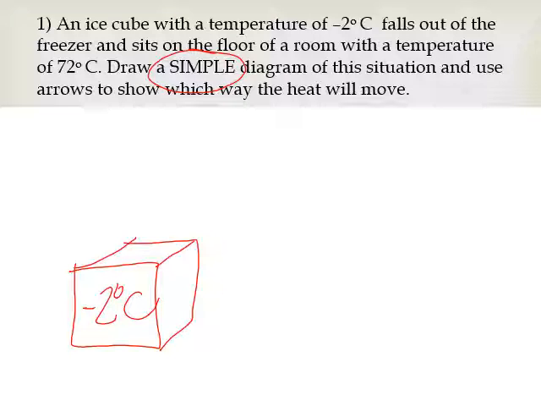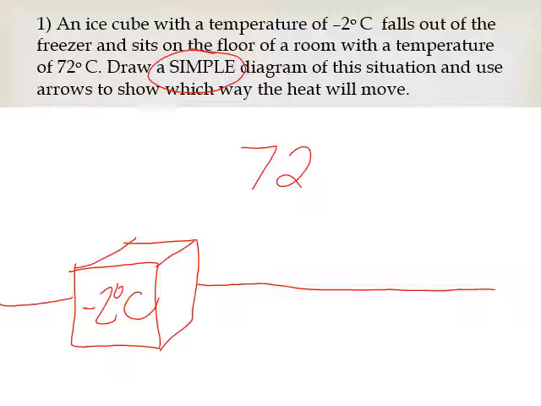Falls out of the freezer and sits on the floor in a room with a temperature of just positive 72 degrees Celsius. So there's my ice cube on the floor, and the room temperature around it is just a fairly comfortable 72 degrees Celsius. It's a nice warm room, and we just now want to figure out which way this heat energy is going to go. So we just need to compare our temperatures. All we've got to do is look at your temperatures and see which one's warmer, which one's cooler. Heat energy is always going to move from the warmer one to the cooler one.